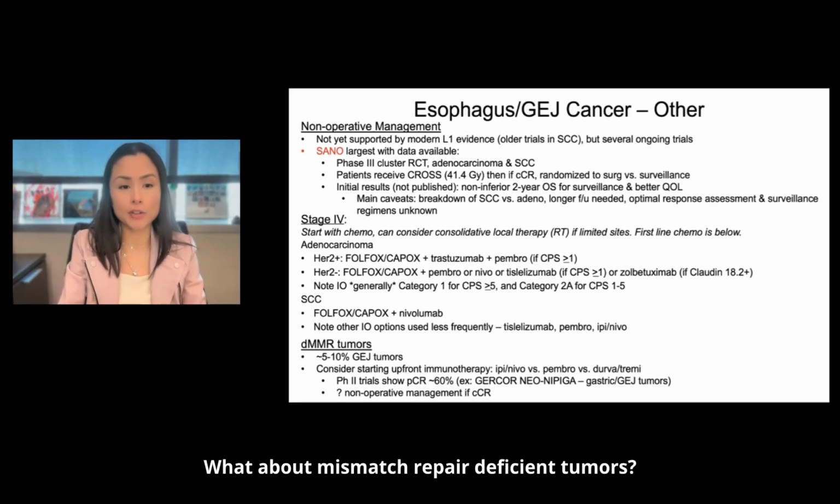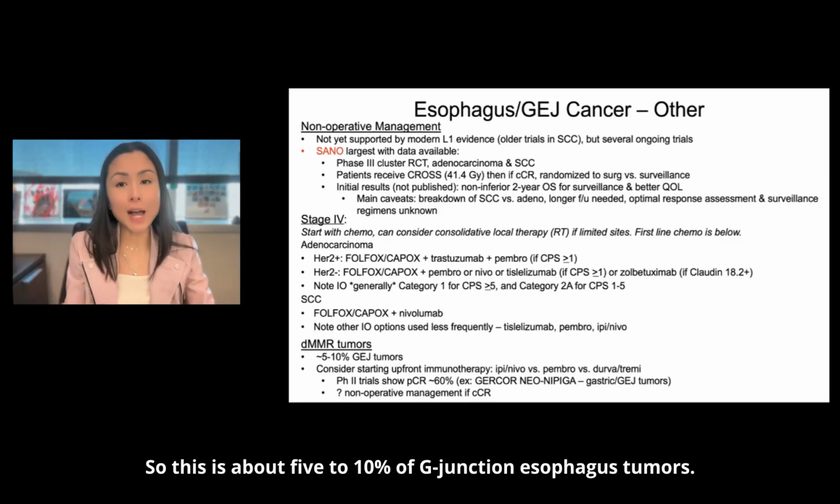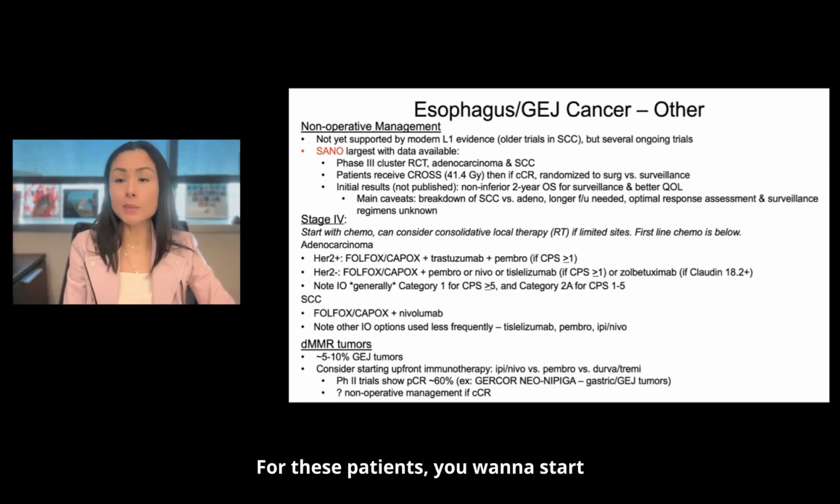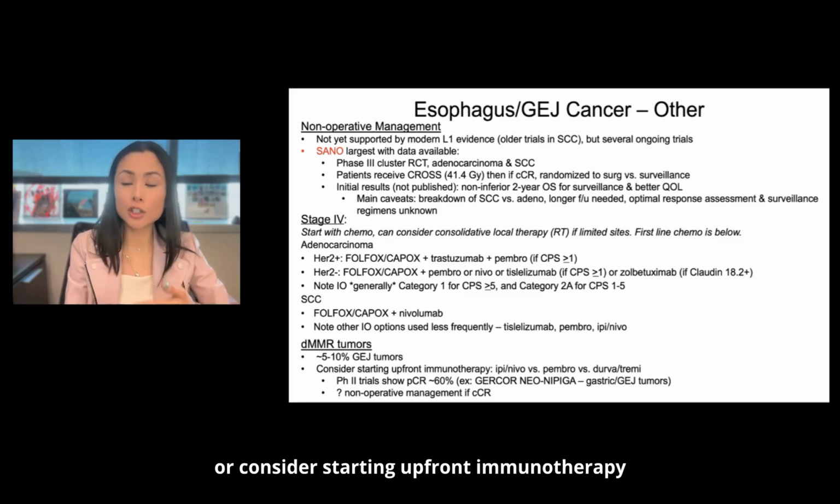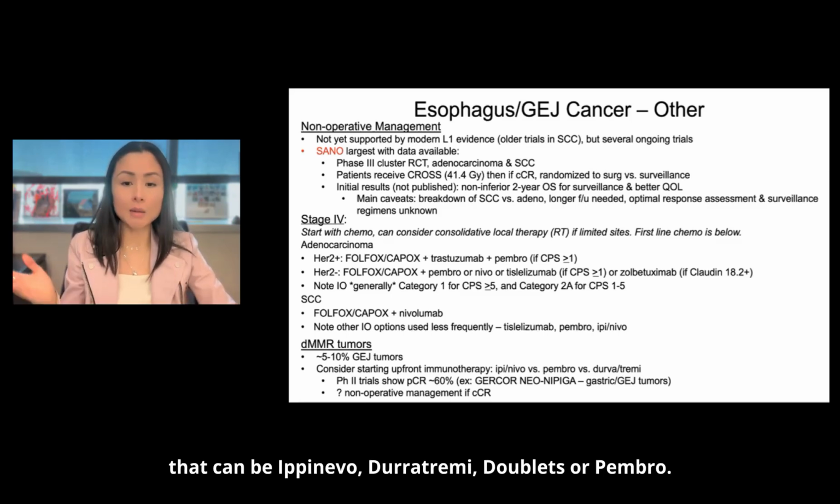What about mismatch repair deficient tumors? So this is about 5 to 10% of GEJ and esophagus tumors. For these patients, you want to start or consider starting upfront immunotherapy. That can be ipi-nivo, durva-treme doublets, or pembro.